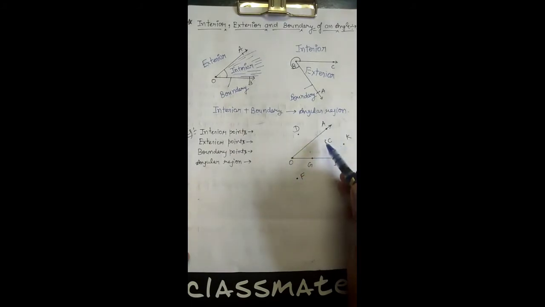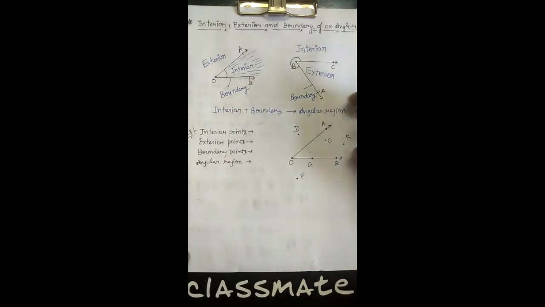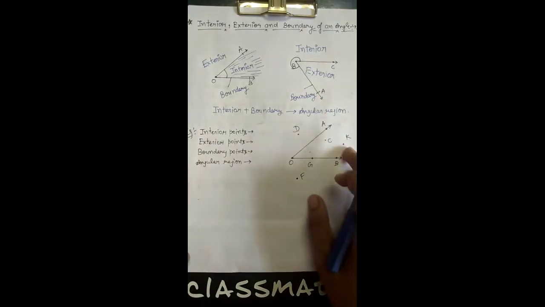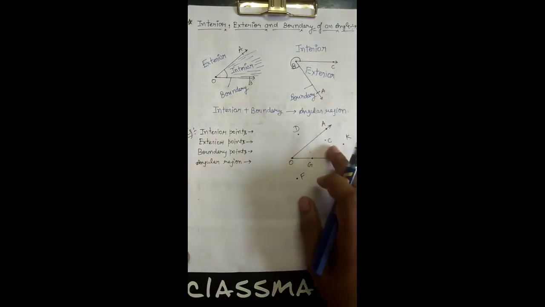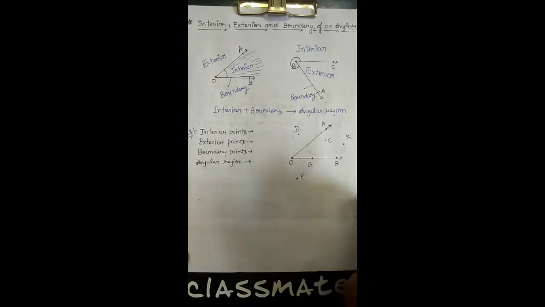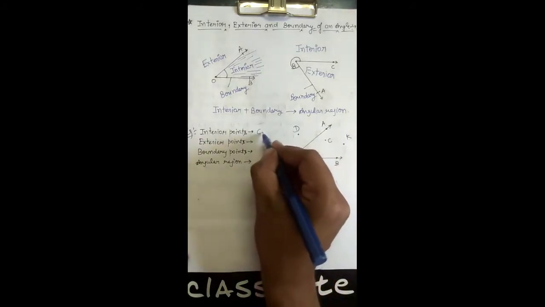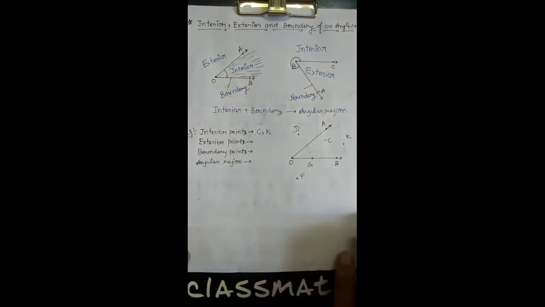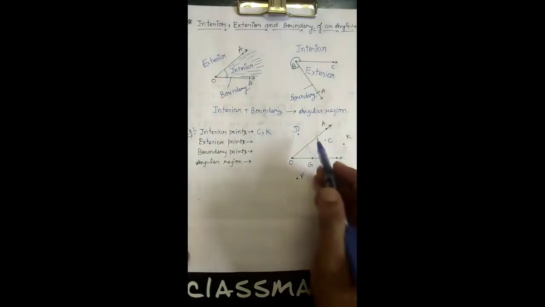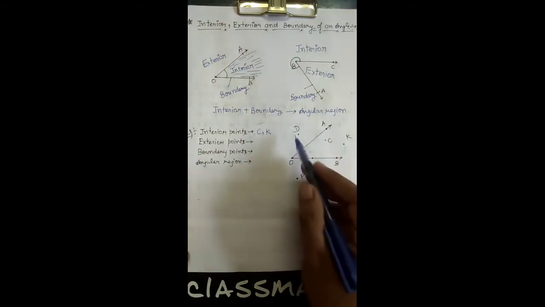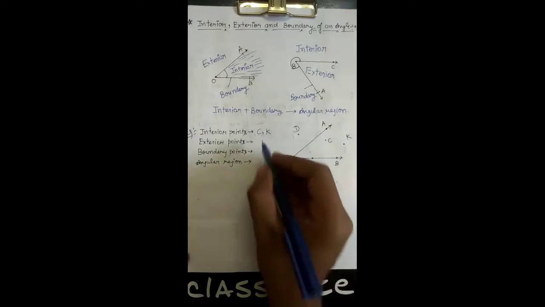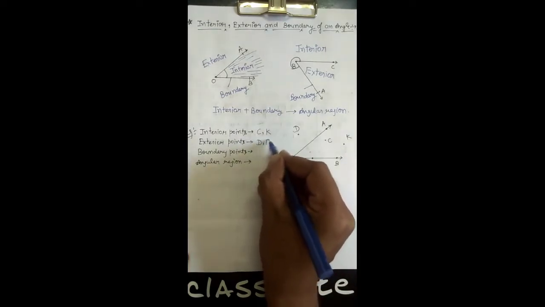So point C and point K will be the interior points, because we can extend these rays. We can extend these rays, so K will lie in this region, that is the interior region. So interior points will be C, K. Now the exterior points will lie outside this region. So D and F will be our exterior points.